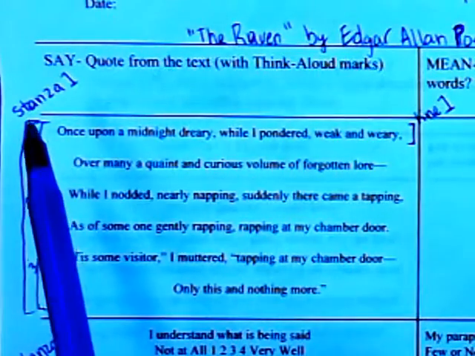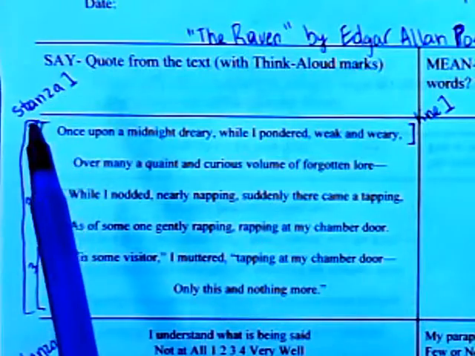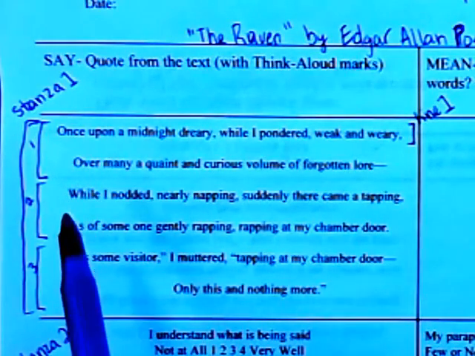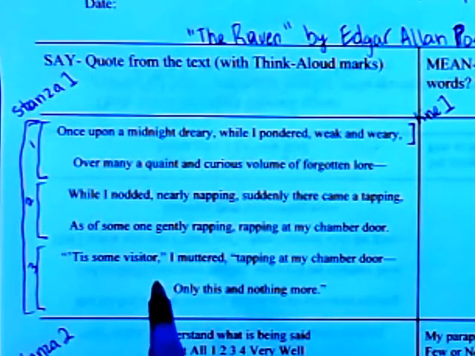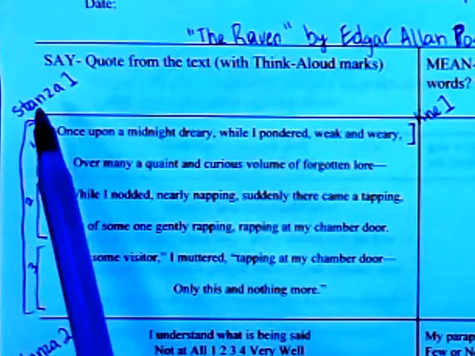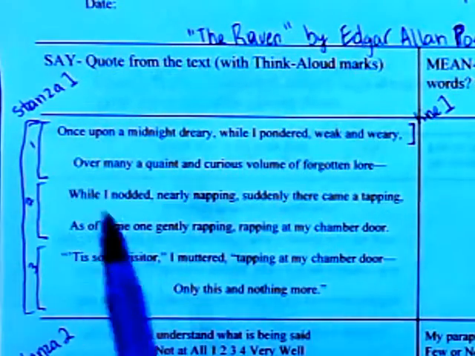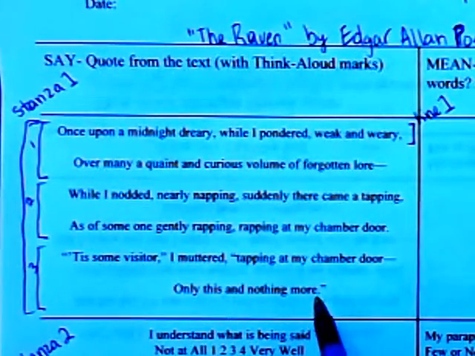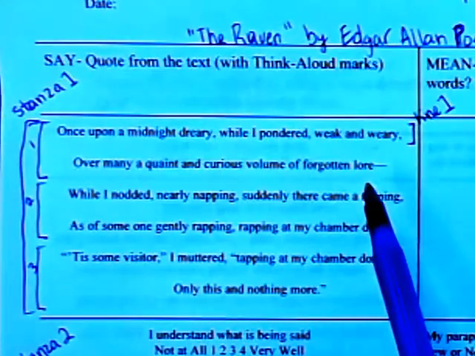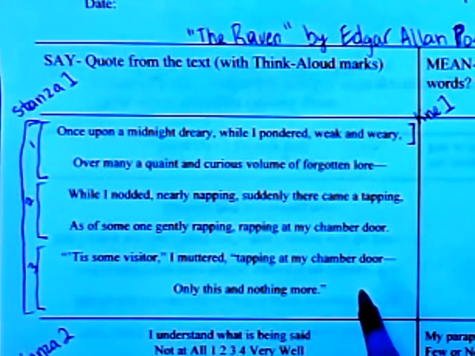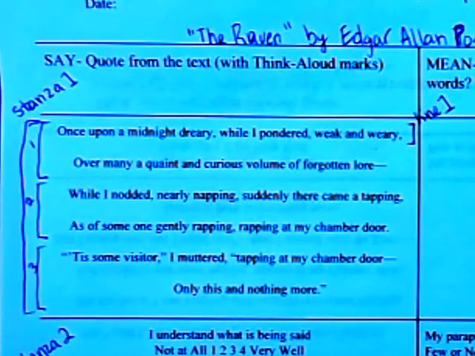Alright, so what I did here was I labeled stanza 1, and stanza 1 is all of these 6 lines right here. So stanza 1 goes all the way from "once upon" to "nothing more." Stanzas are like the paragraphs in poetry, and if you want you can go ahead and label all of our worksheets. So down here is stanza 2, and on the back side of the paper is stanzas 3 and 4.